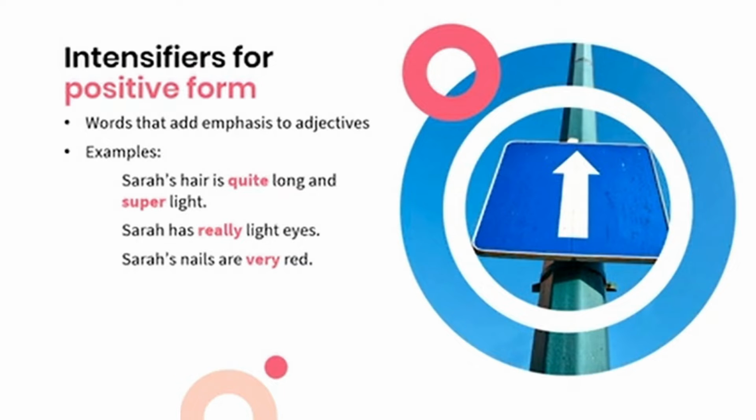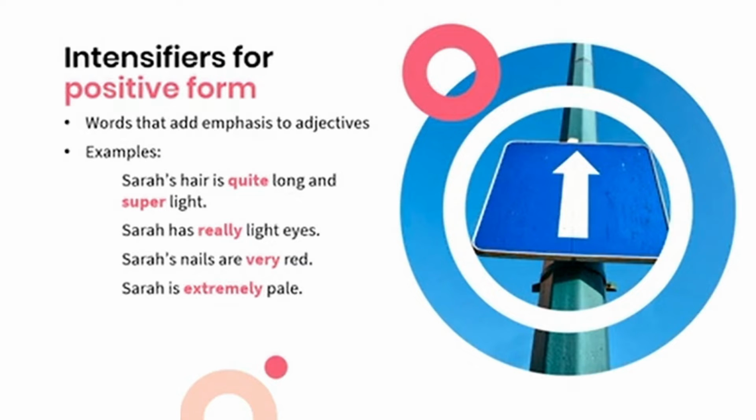You can also say, Sarah is extremely pale. Now, if I thought that Sarah was really, really pale, I'd use the intensifier extremely. As you can see, the intensifier is placed before the adjective. Do you see how intensifiers add emphasis to the adjectives?